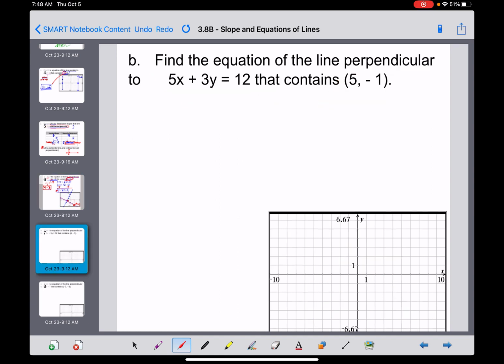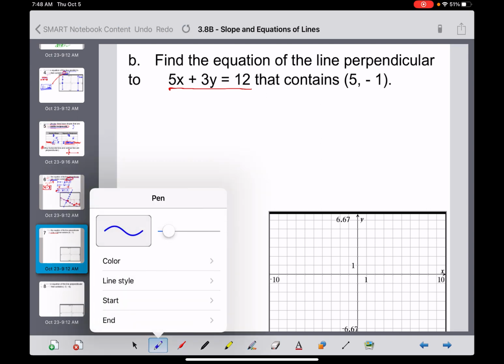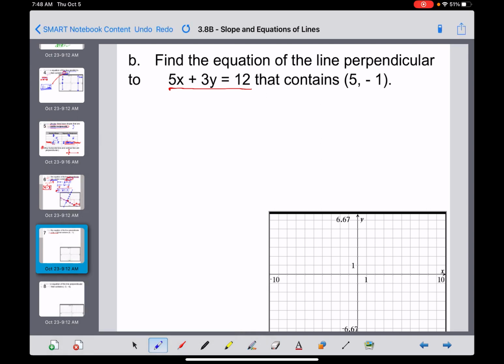Let's look at example B. Just like example B in the first part of the notes, now we've been given an equation in standard form. So we've got to do a little bit of digging to figure out the slope of that line here. So how are we going to do that?